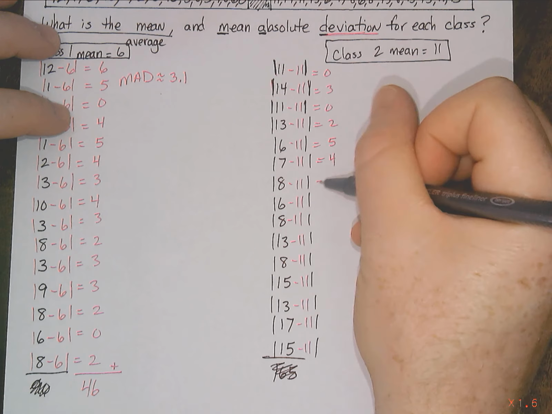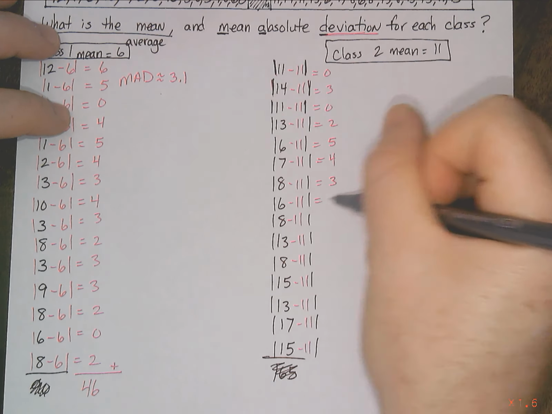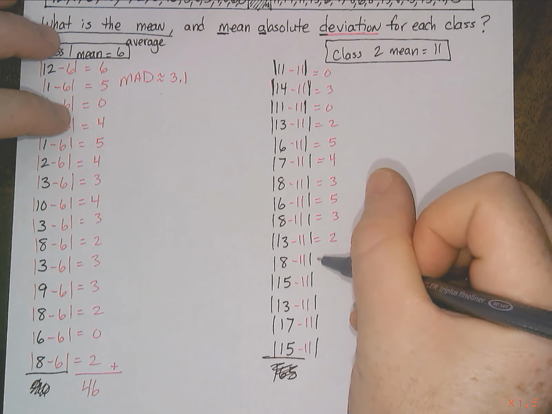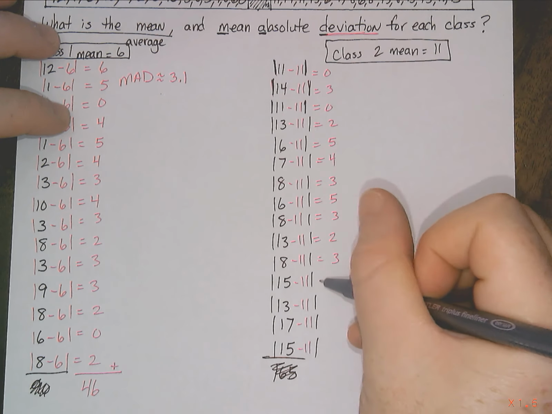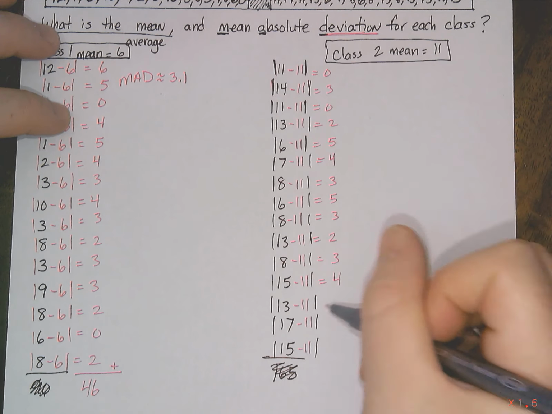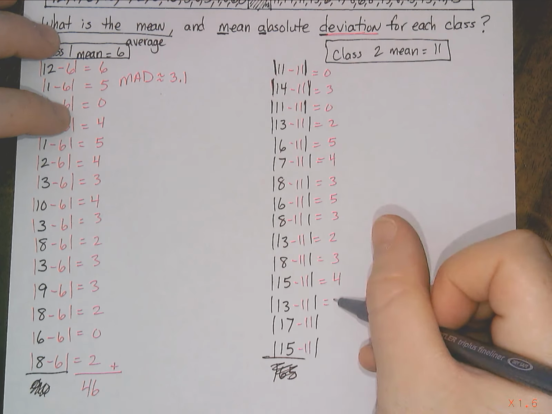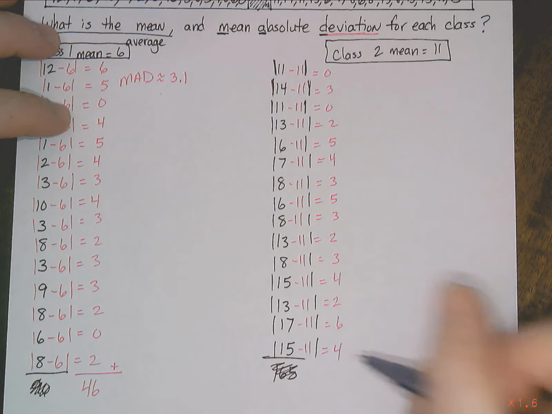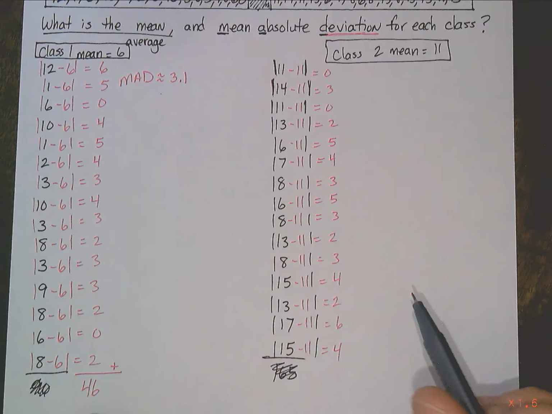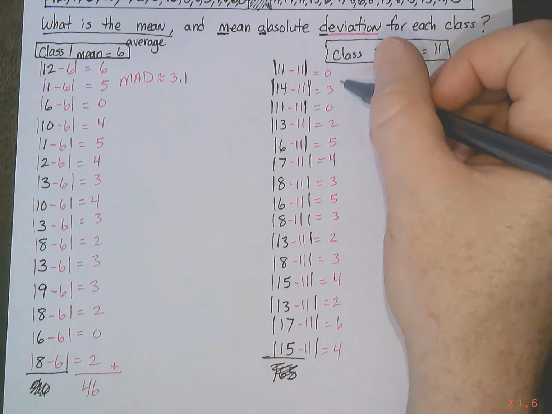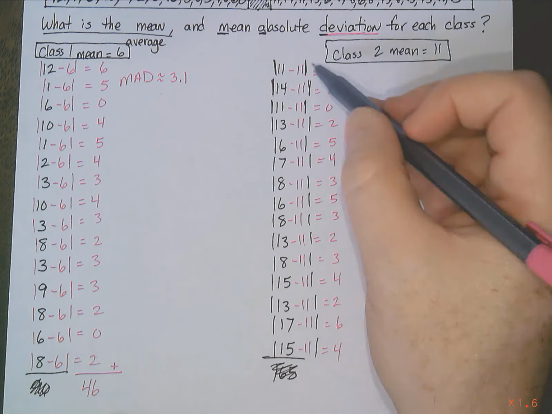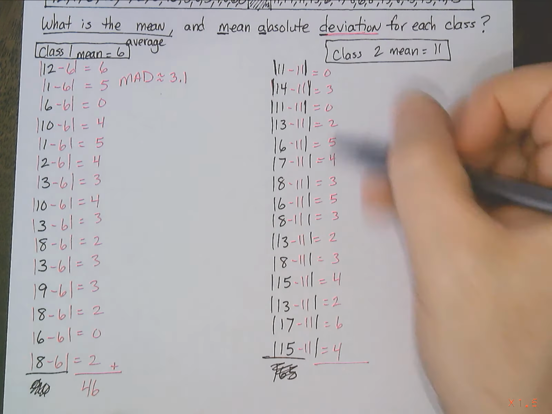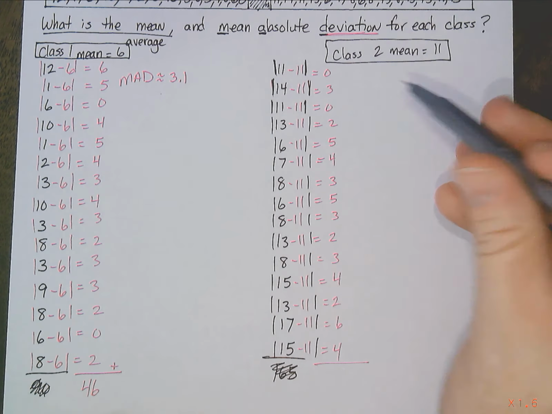This person here, 3 miles below, 5 miles below, 3 miles below, 2 miles above, 3 miles below, 4 miles above, 2 miles above, 6 miles above, and then 4 miles above. And then what you're going to do, take all your deviations, all your differences between each person and the average, right? Find out what the total is, and we're going to divide that by how many we have. We're going to find out the average deviation, right?